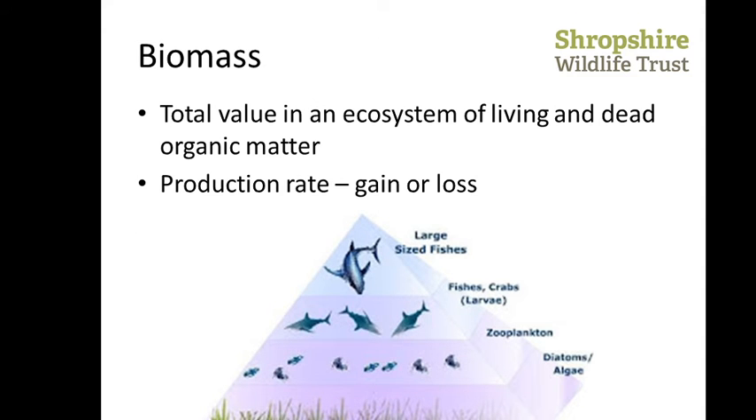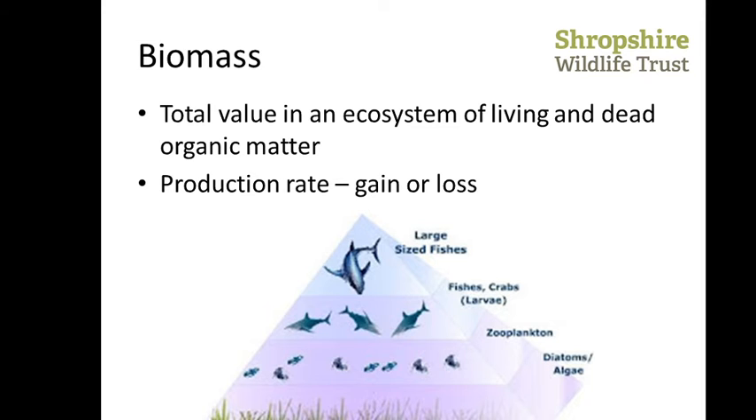Another concept to chuck in here to start getting our heads around is biomass. Total value in ecosystem of living and dead organic matter is this kind of bald statement. Biomass as a production rate that you can measure as a gain or a loss as it declines or increases, and at different trophic levels you can see how that might change.